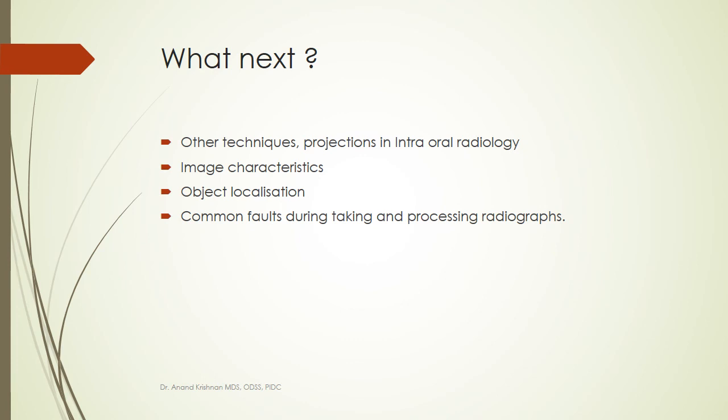Then image characteristics, such as what contrast is, what an ideal radiograph is, what image quality is, all of these things we'll be discussing a little bit. And then there are various techniques implemented using intraoral radiography. One important thing is object localization. We'll be seeing a little about that also, and the common faults that can happen while taking and processing radiographs will also be seen in our next lecture.